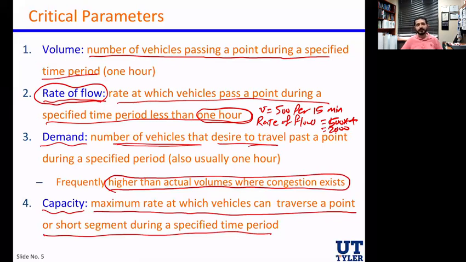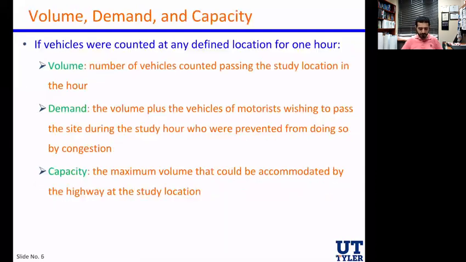And that's typically a fixed value regardless of the current demand or even the current measured volume. So those are the differences between volume, rate of flow, demand, and capacity. Let's move one further step here to define them in more detail.